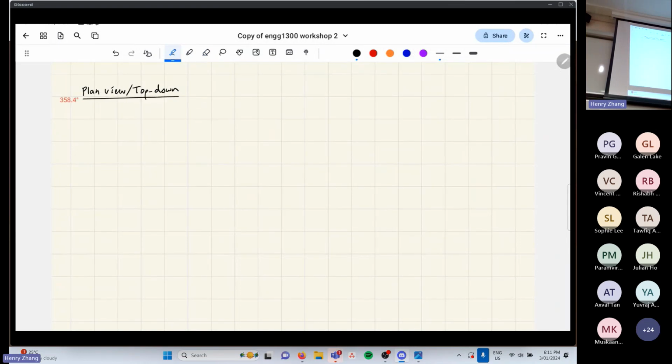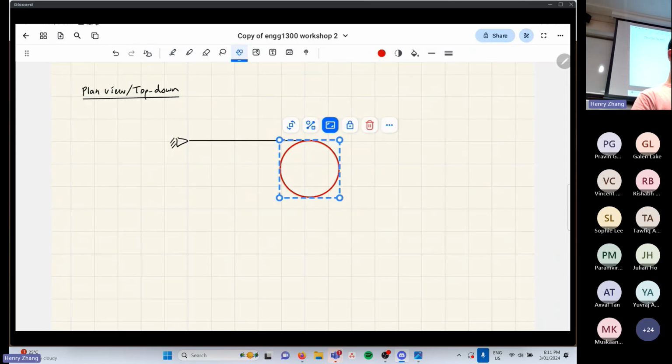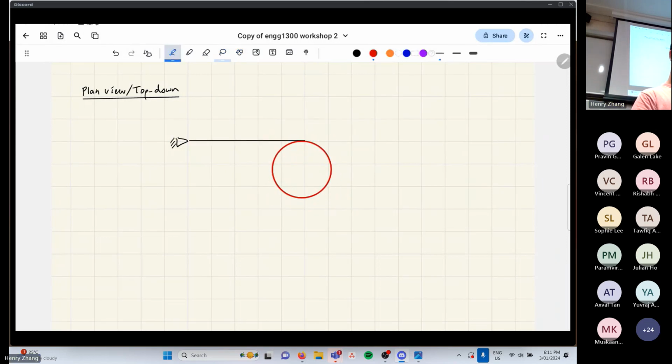So if you imagine, from a top-down perspective, you have your door. And that's the hinge of the door, on a pinned support, kind of. And then you have your barrel. So it's like that, right? That's the doorknob or whatever. I don't know what this drawing is. I'm sorry.